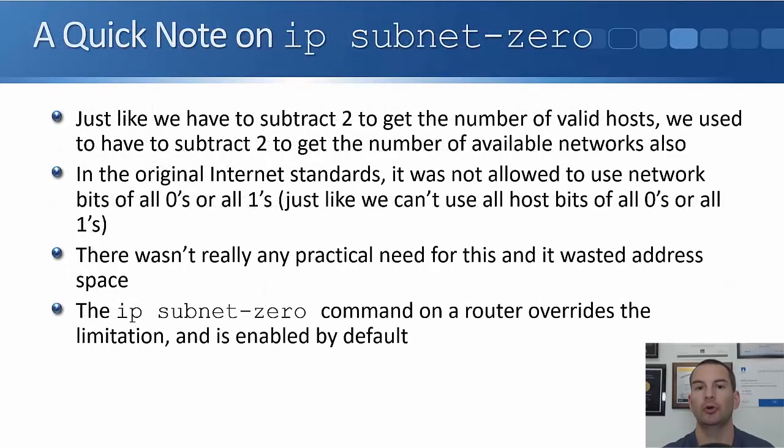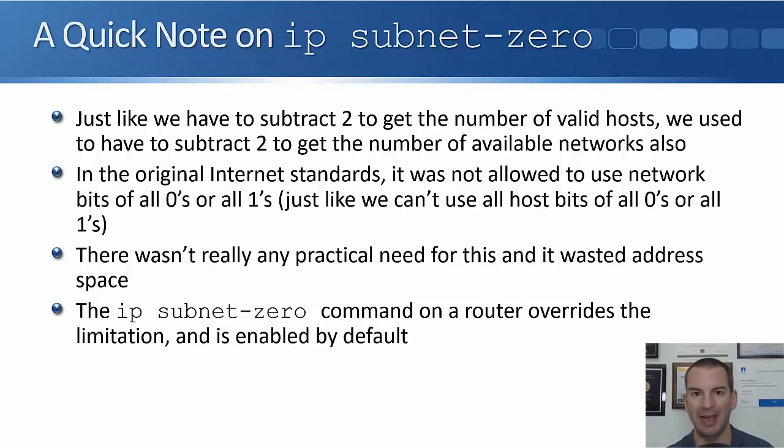Okay, a quick note on the IP Subnet Zero command. Just like we have to subtract 2 to get the number of valid hosts, back in the day, we used to also have to subtract 2 from the number of available networks. This is because in the original internet standards, it wasn't allowed to use network bits of all zeros or all ones, just like we can't use host bits of all zeros or all ones. So that took away 2 of our available subnets.